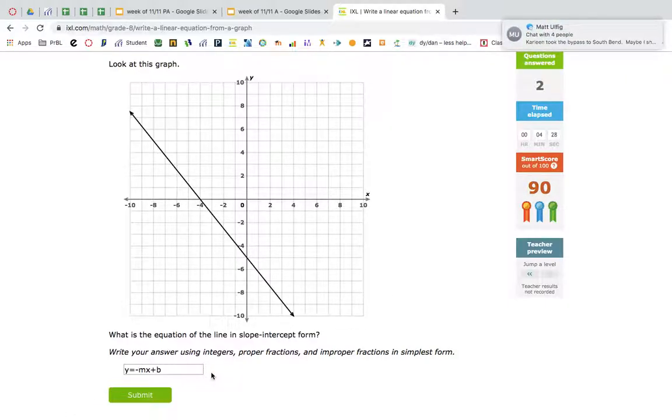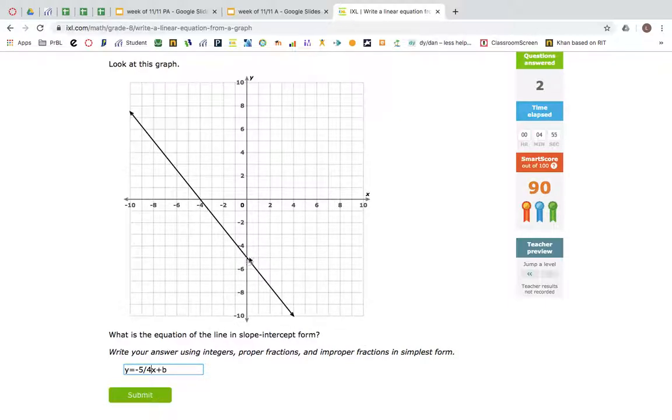Now I can calculate my rise over run. So I need two perfect points. There's one there and way up here, negative 4. So between those I rose 1, 2, 3, 4, 5. My rise is 5. And I ran 1, 2, 3, 4. So my run is 4. Slope then is negative 5 over 4.